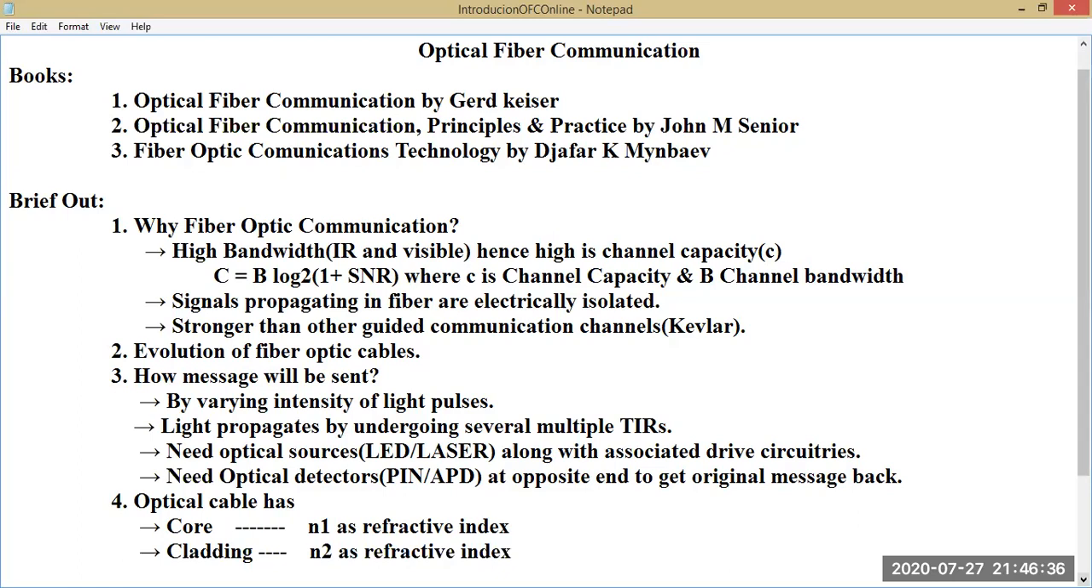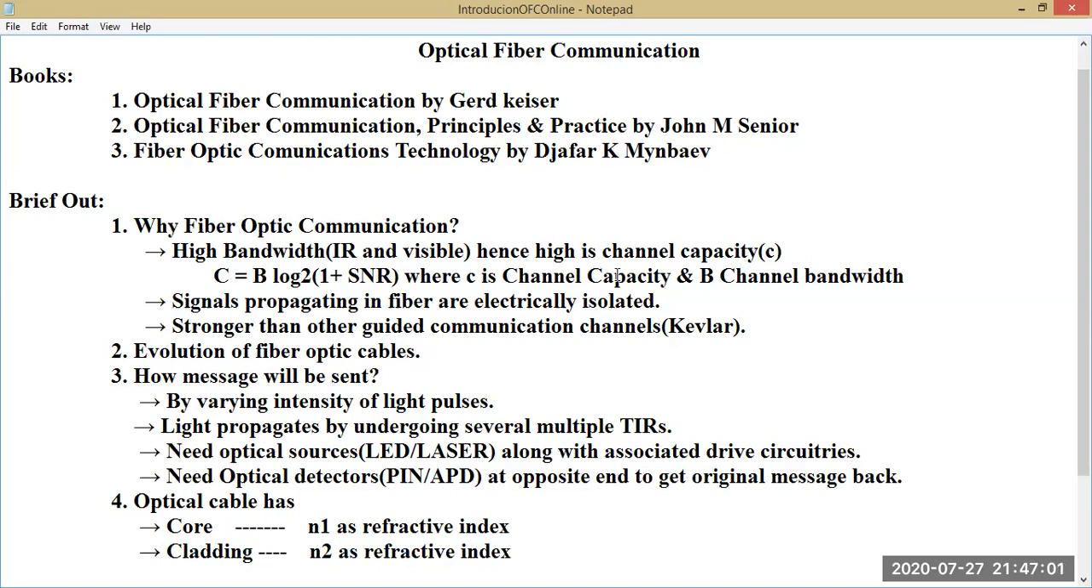So I have said this because of a law, and that law is the Shannon-Hartley law. Here I have used one law, that is C equals B times log of 1 plus signal to noise ratio, to the base 2. The signal to noise ratio concept I'm not discussing, but I just want to say that C and B are directly proportional.